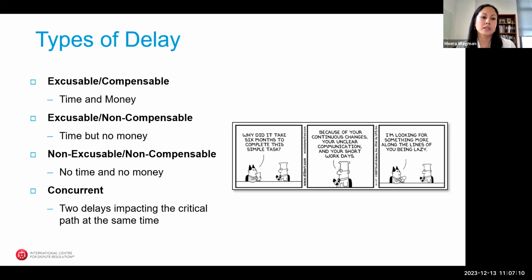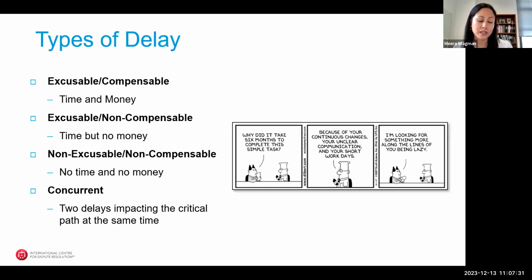And those are typically the delays caused by the claimant or the contractor: inadequate manpower, defective work, failure to properly meet planned progress, or equipment breakdowns as well. Those are some examples of contractor-caused delays that they would be on the hook for, the time and the money.